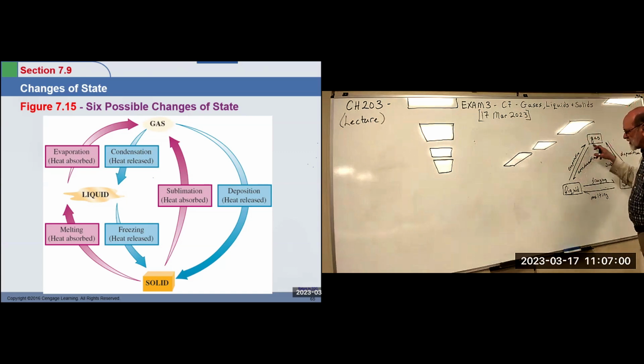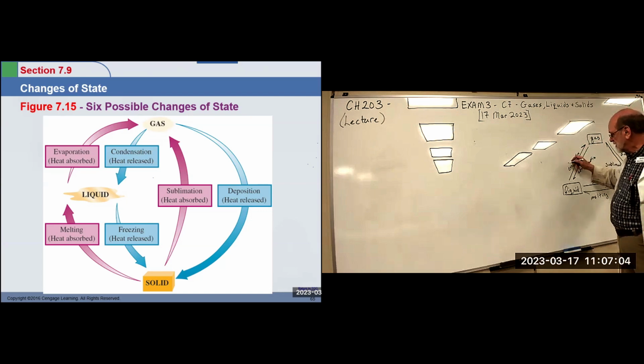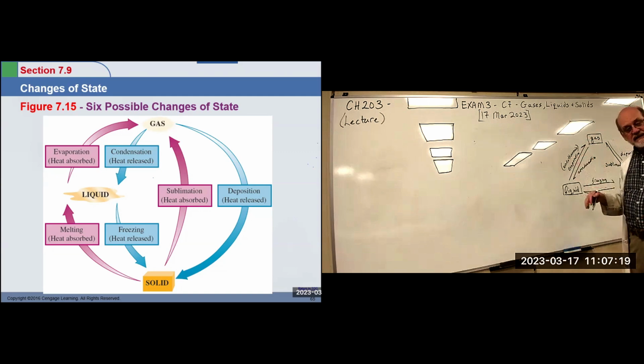If we go from a liquid to a gas, you have to put heat into it. And the proper term for that is endothermic. Heat has to be absorbed by the liquid to make it into a gas. Endo means into, and thermic means heat. Heat goes into the substance to make the gas.